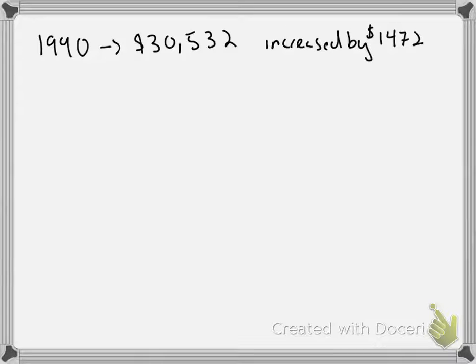Okay, the second try it yourself tells you, according to the National Education Association, teachers in the United States earned an average of $30,532 in 1990. This increased by $1,472 per year. It says write the nth term of the arithmetic sequence describing average teacher salaries in years after 1989. So we have a sub n equals a sub 1 plus n minus 1 times our difference, d.